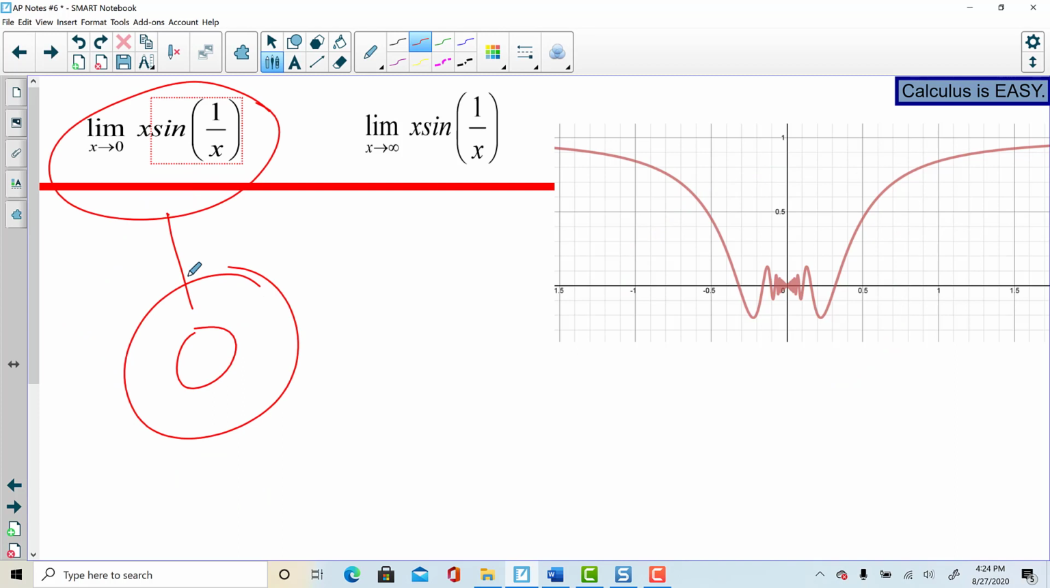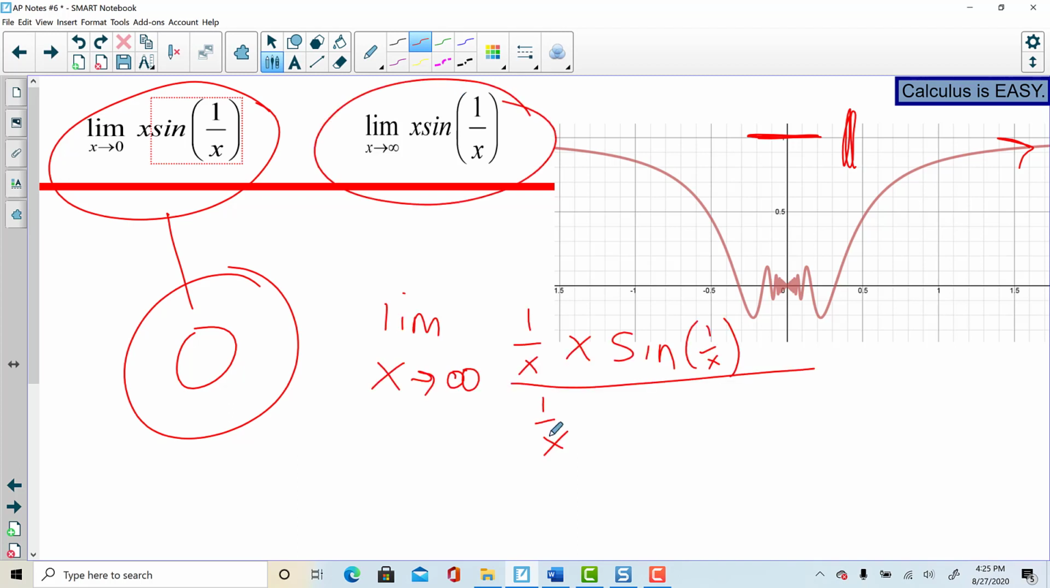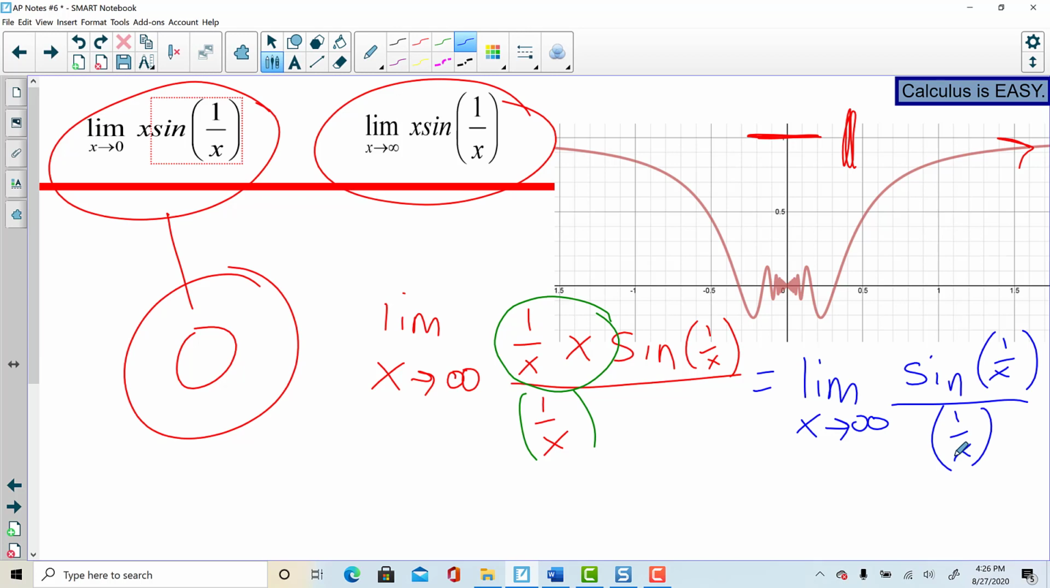The other one, we want to see what happens as x goes to infinity. This height right here is 1, and so it looks like it's kind of approaching 1 as x goes to infinity. So if I had to guess, I would say 1. But we can actually rewrite this. We just multiply the top and the bottom by 1 over x. The 1 over x will cancel on top with the x. And now we're left with the limit as x goes to infinity of sine of 1 over x over 1 over x.